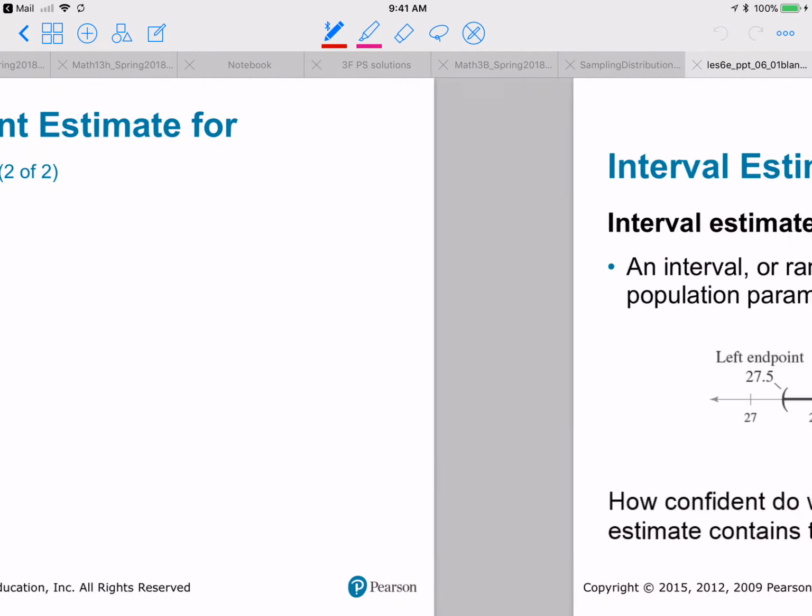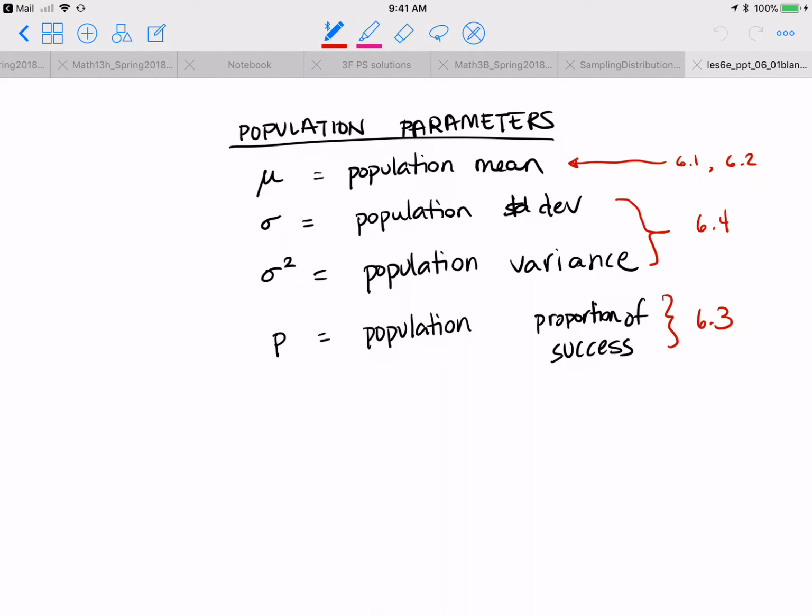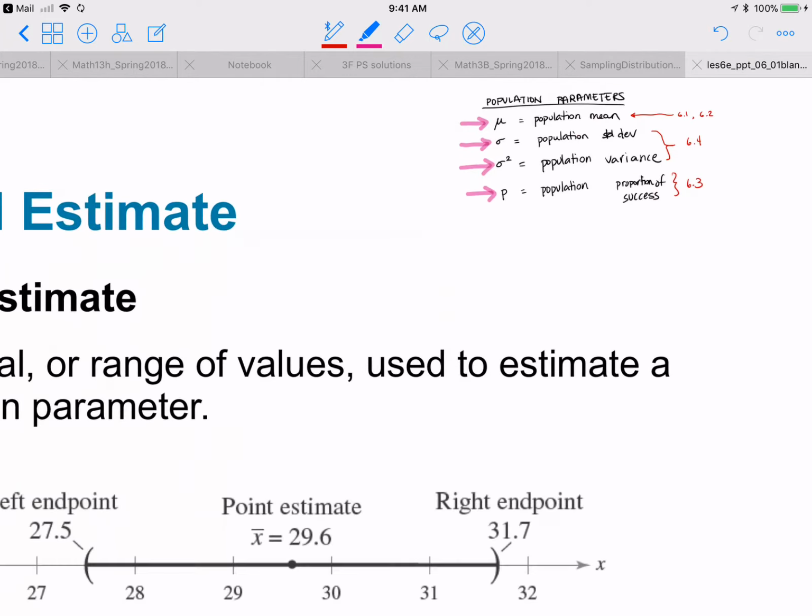Now, do you remember what constitutes a population parameter? I've written it here. So, population mean, population standard deviation, variance, and we're going to introduce a fourth parameter, which is the proportion of success, right? So the goal for this entire chapter is to estimate a population mean when you don't know what the actual mean is, right? There's no point in estimating the mean if you actually know the mean, right? So we're estimating it because it's unknown.